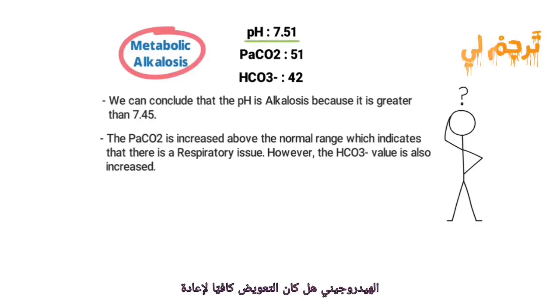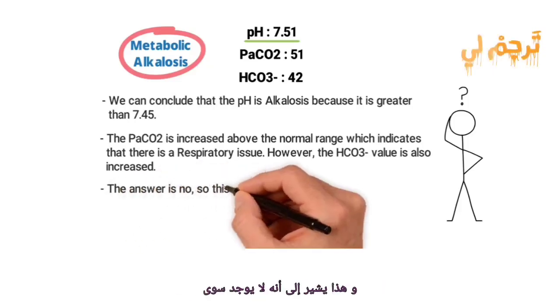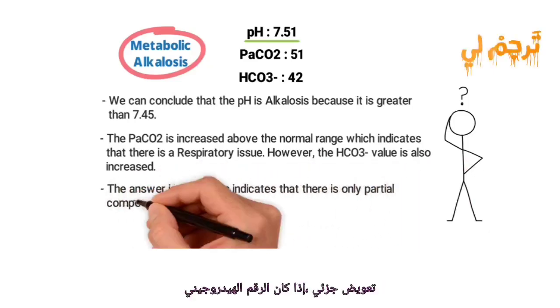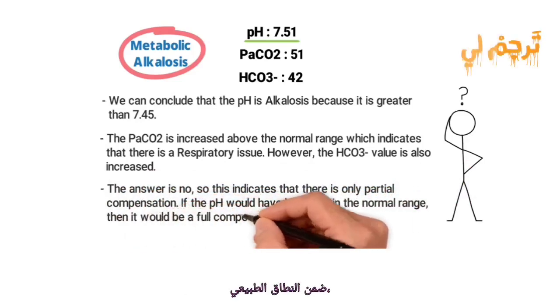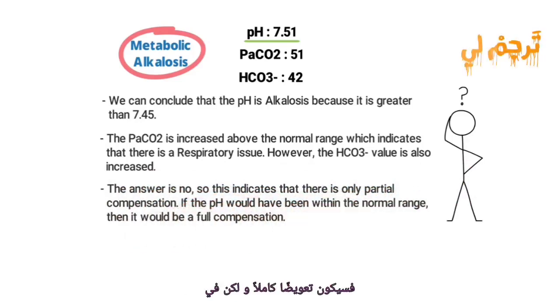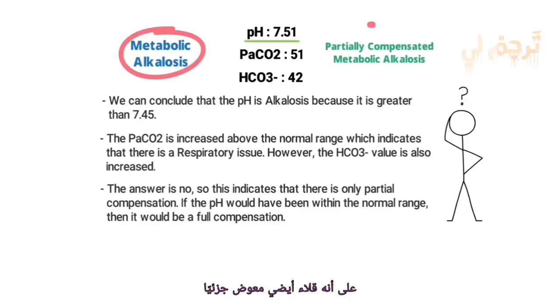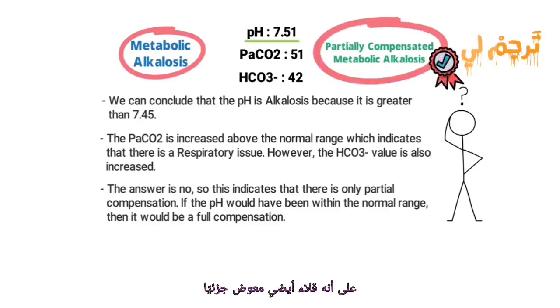Was the compensation enough to bring the pH back to normal? The answer is no. This indicates that there is only a partial compensation. If the pH would have been within the normal range, then it would be a full compensation. But in this case, it is only partially compensated. So taking everything into consideration, this ABG can be interpreted as partially compensated metabolic alkalosis.